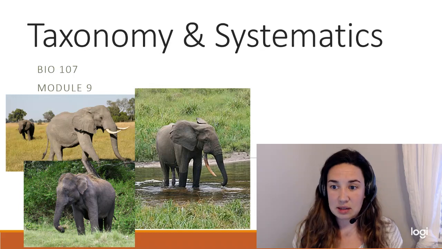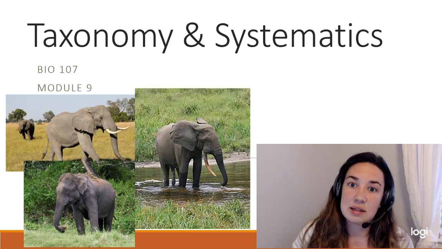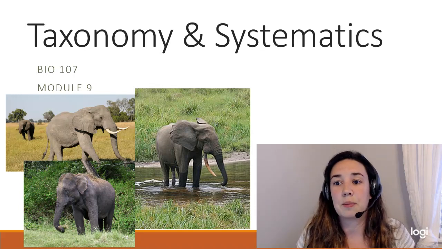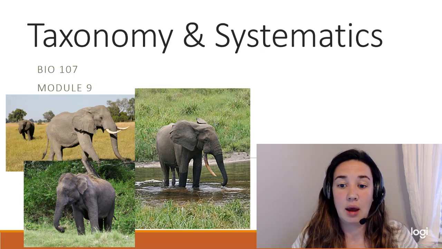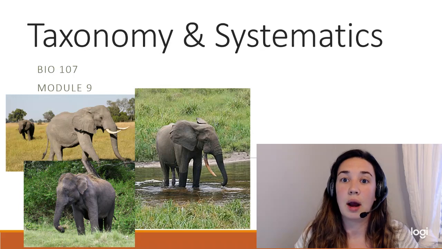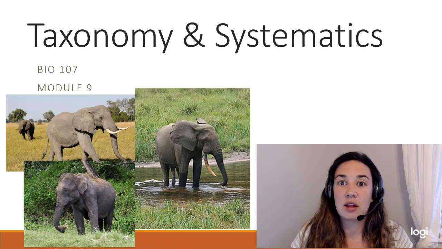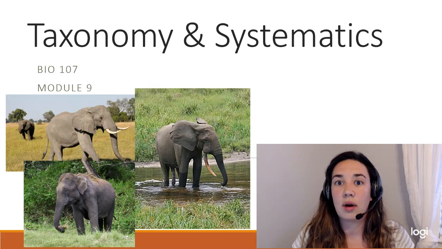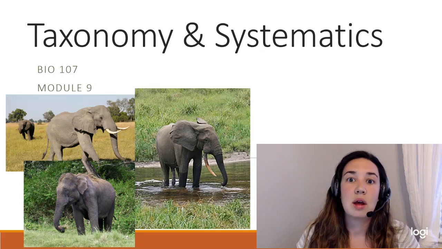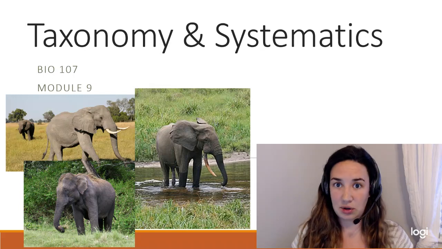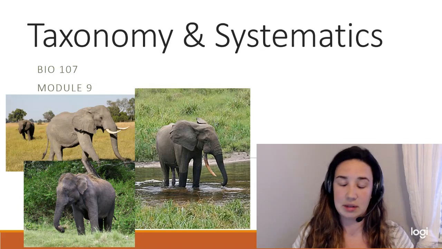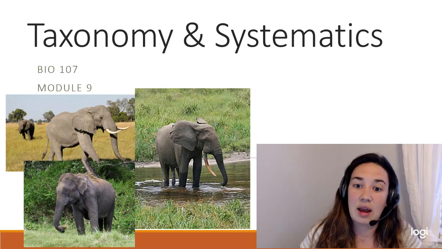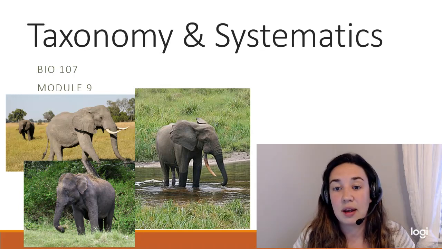All right, so let's get started with our taxonomy and systematics. So when we talk about taxonomy, basically this is the ordering of organisms. Now consider the Asian elephant and the African elephant. So for many, many years, scientists only had 2 different kinds of elephant when they were looking at taxonomy of elephants. There was only the Asian elephant and only the African elephant.